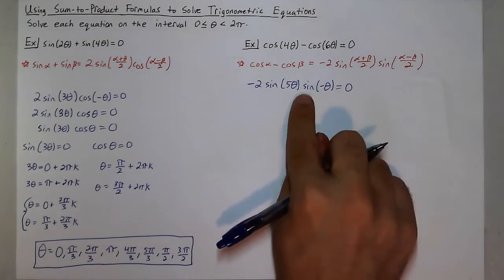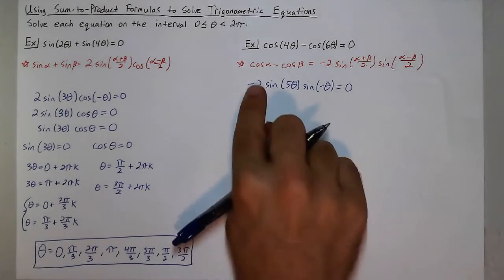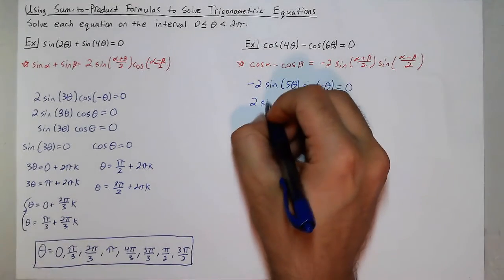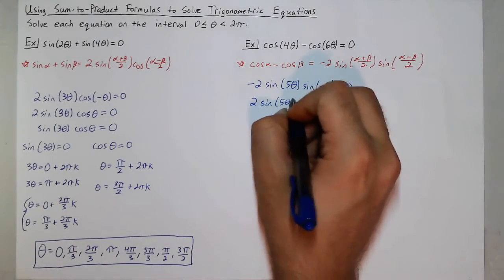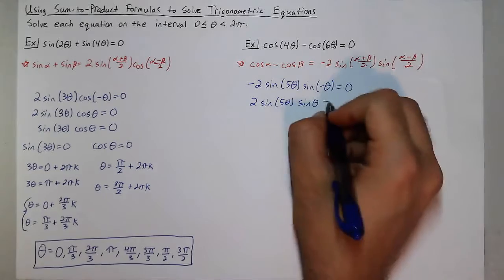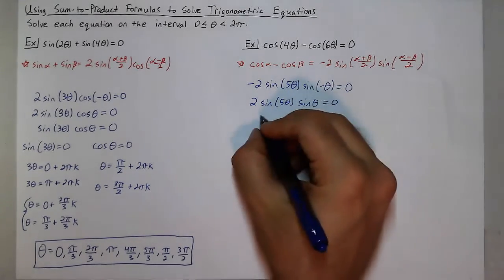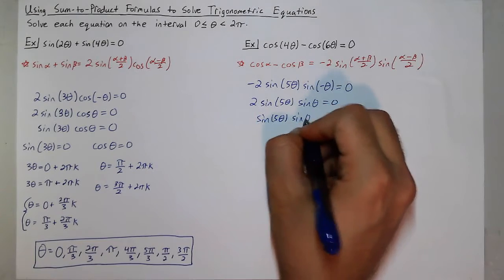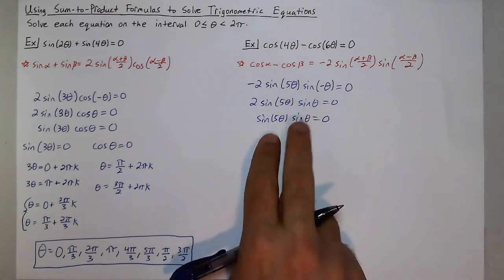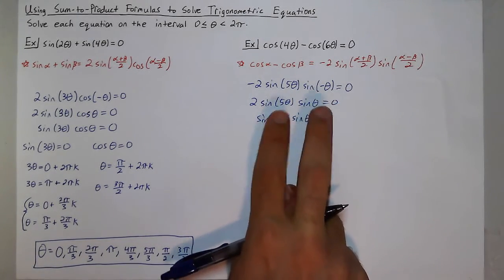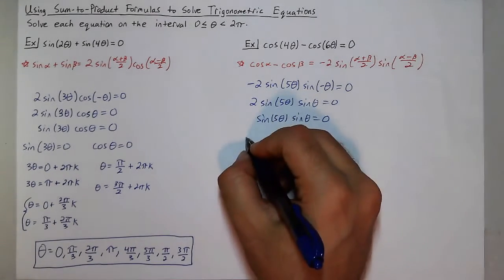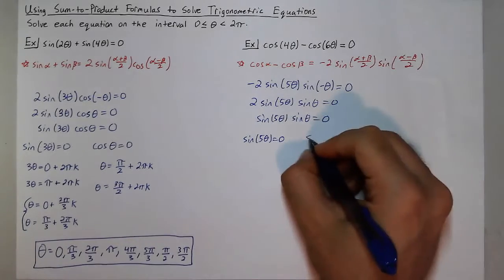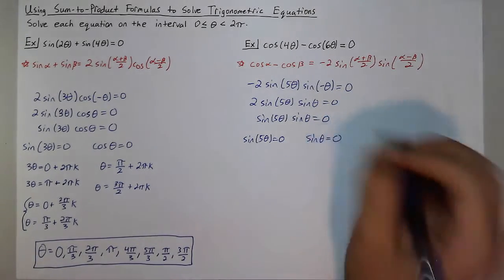And since sine is an odd function, I could factor out a negative, making this a positive 2 on the outside. So 2 sine of 5 theta times the sine of theta. And I can also divide by 2, giving me sine of 5 theta times sine of theta is equal to 0. And I can set each factor equal to 0 with the zero product property. So I'll have sine of 5 theta is equal to 0, and sine of theta is equal to 0.